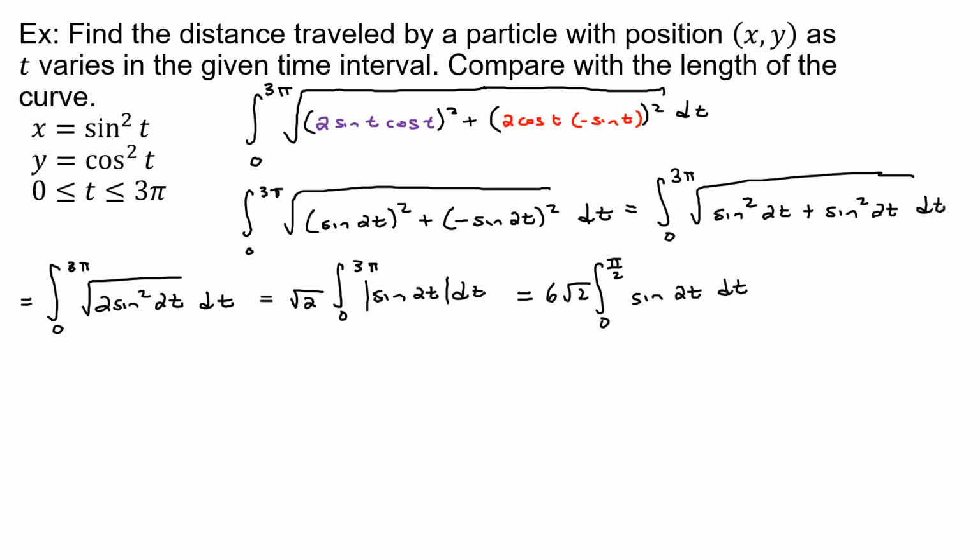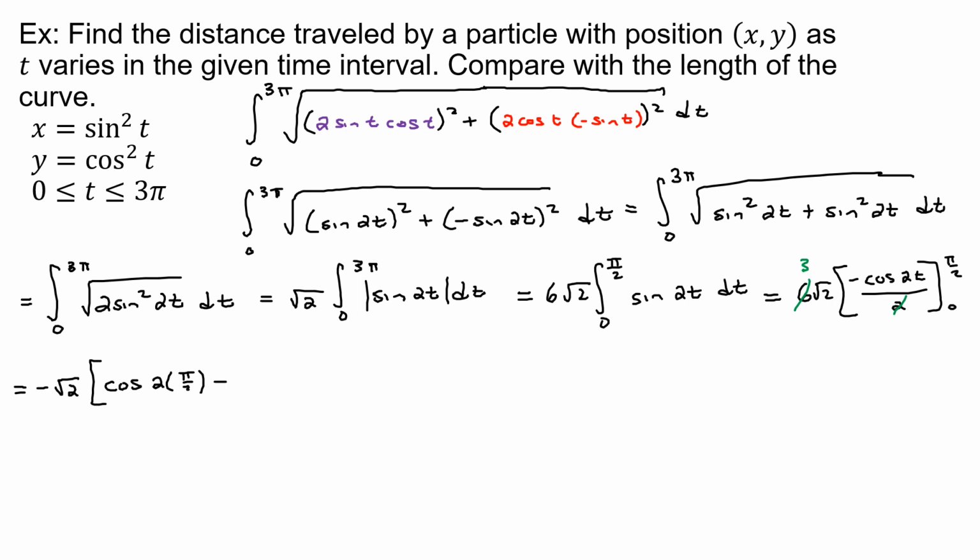So if I integrate sine of 2t, the integral of sine is negative cosine. And I have to divide by the derivative of the inside, which is the 2. And actually, this 2 on the bottom will make this 6 be a 3 out front, which is kind of nice. And the negative I'm going to pull out front. So I'm going to get negative root 2 times cosine of 2 times pi over 2 minus cosine of 2 times 0. Oh, sorry, I left the 3 off in front. So negative 3 root 2. There we go.